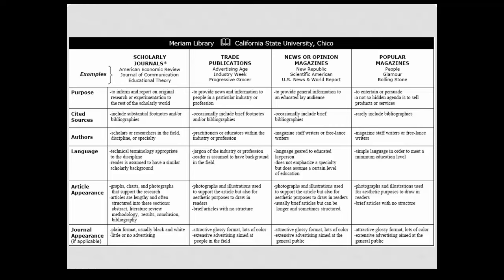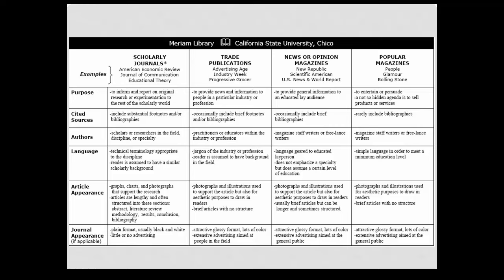Articles in scholarly journals have as their purpose to inform and report on original research or experimentation. They will have substantial footnotes or bibliographies. They are written by researchers in the field. Their language assumes a similar level of background on the part of the reader. They will often include graphs, charts, or other visual ways of presenting their data, and will follow some variation on the article structure presented in the first video. Historically, these articles have had a plain, black and white, just the facts type of format.